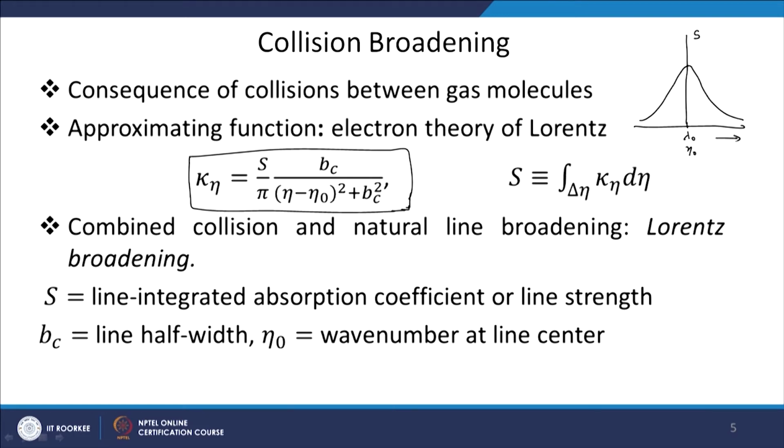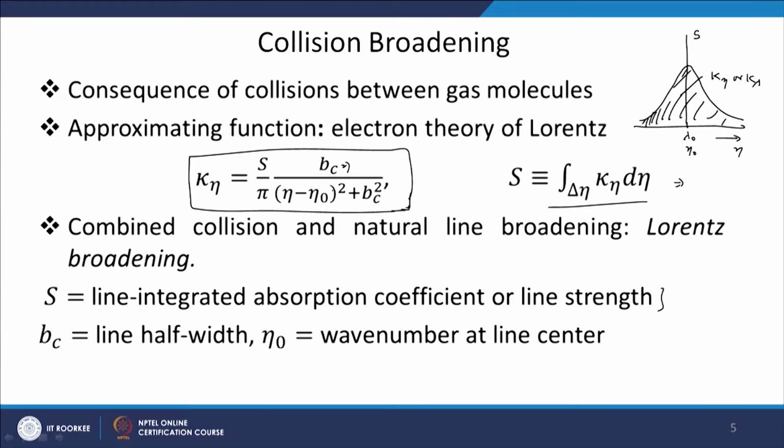Okay. So, this is the coordinate eta, and on this we have what we call absorption coefficient kappa eta or kappa lambda. The expression that I have given is in terms of wave number eta, and we also understand that the total strength of the lines remains the same. That means when we integrate, that means the area under this curve should be equal to S. So, S is basically nothing but the integrated absorption coefficient over the entire width of this line. So, we call this line strength, and the expression BC is basically half width, line half width.